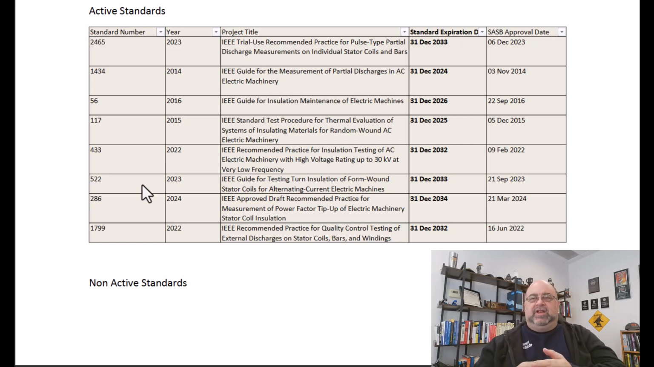It's a quality assurance inspection of coils. It is not and never was meant to be a surge test standard for assembled machines.